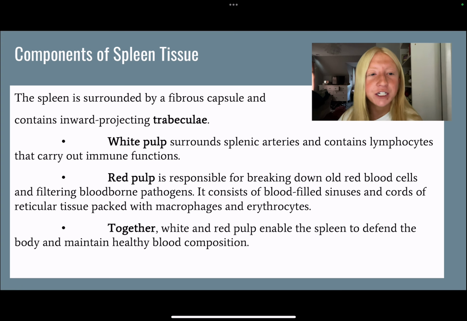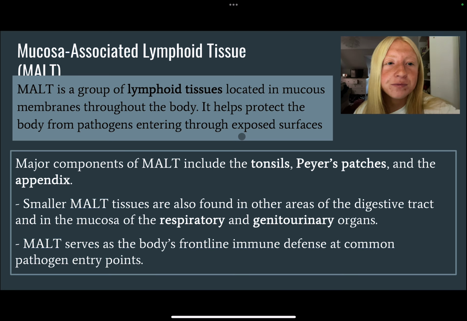Components of spleen tissue. The spleen is surrounded by a fibrous capsule, and it contains inward projecting trabeculae. White pulp surrounds the splenic arteries and contains lymphocytes that carry out immune functions, while red pulp is responsible for breaking down old red blood cells and filtering bloodborne pathogens. Together, white and red pulp enable the spleen to defend the body and maintain healthy blood composition.